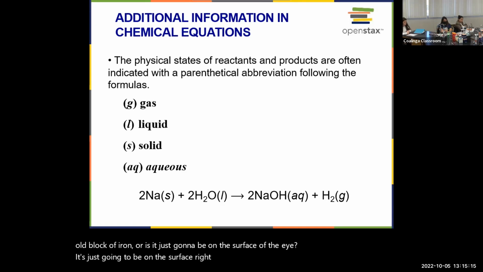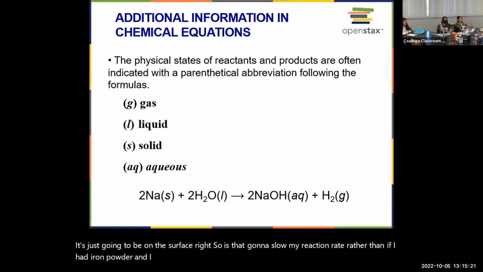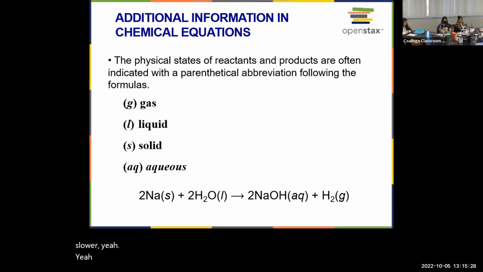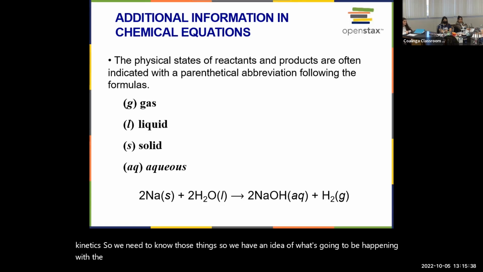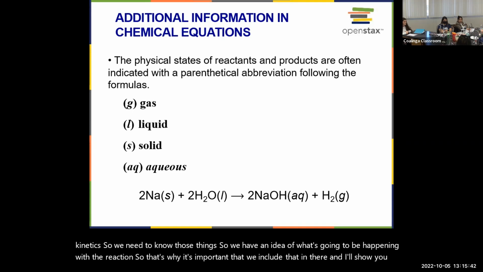So is that going to slow my reaction rate? Rather than if I had iron powder and I shuffled iron powder in there, my reaction rate is going to be a little bit slower. Yeah. Because it's only able to come in contact with the surface. So that's going to slow my kinetics. So we need to know those things so we have an idea of what's going to be happening with the reaction. So that's why it's important that we include that in there. And I'll show you guys an example here in a minute.